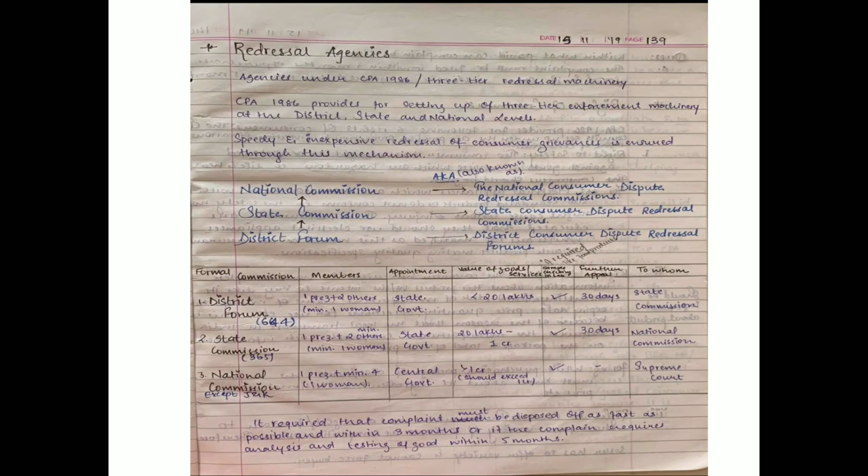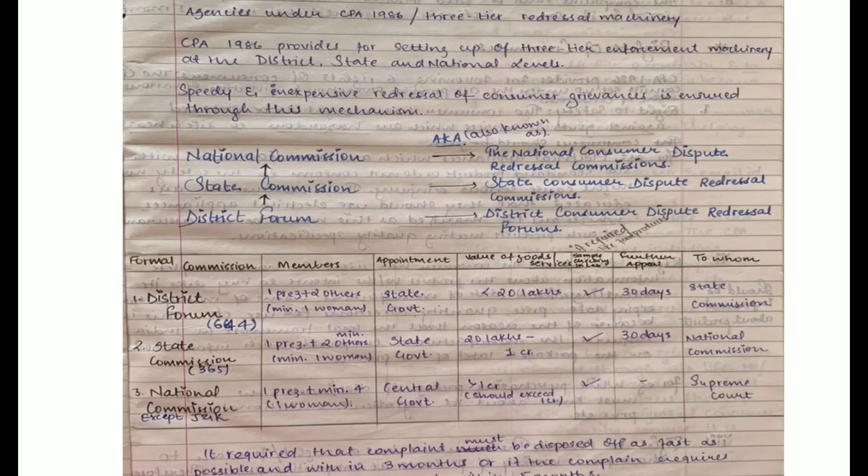So this is the page of the book. I have also forwarded you all the pages of this chapter. On one of the pages I have given a snapshot of these three commissions, these three tiers, at a glance. On the extreme left hand side, the first column says forum or commission.